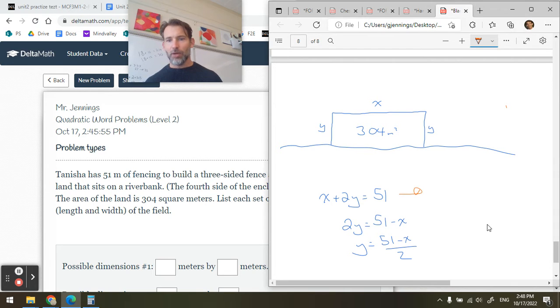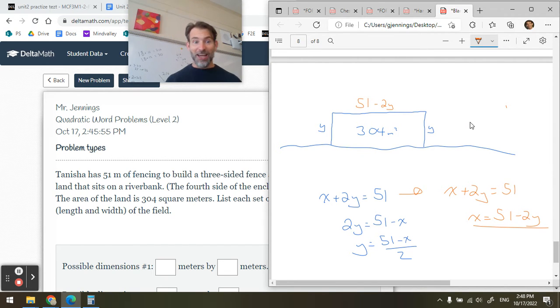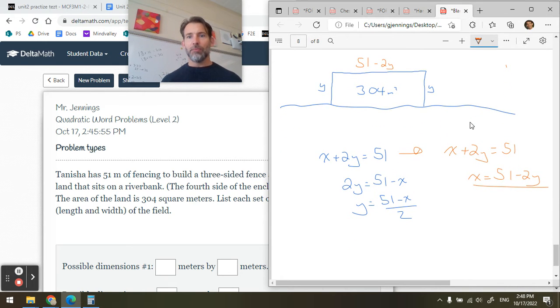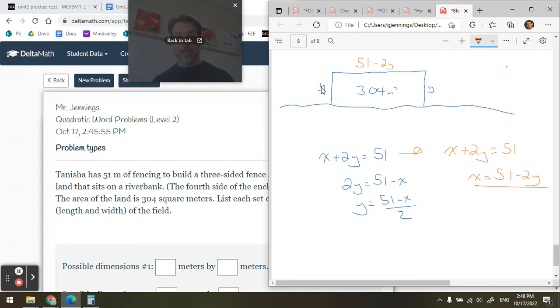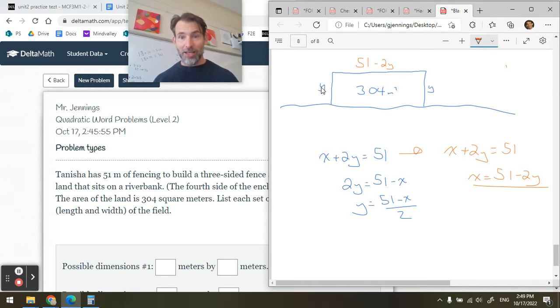So now let's take that same equation, x plus 2y equals 51, and solve it for x. x is equal to 51 minus 2y. There. So now let's substitute that in up there. We're going to erase that x, and instead of that, we're going to draw something that we know is equivalent to x. It's 51 minus 2y. So that's one way of imagining this. So let's figure out, if we know that 51 minus 2y times y, because area here is just length times width, that's going to create a quadratic.